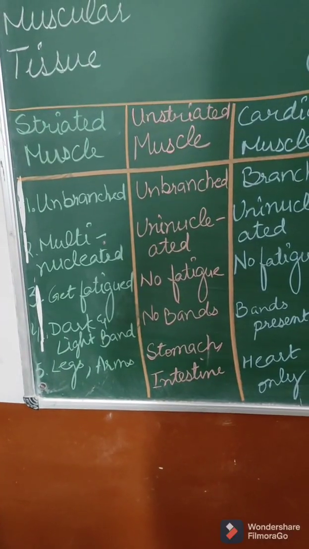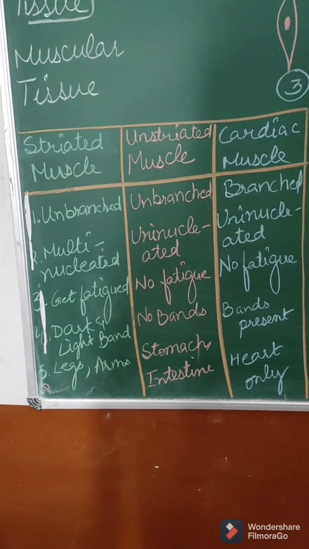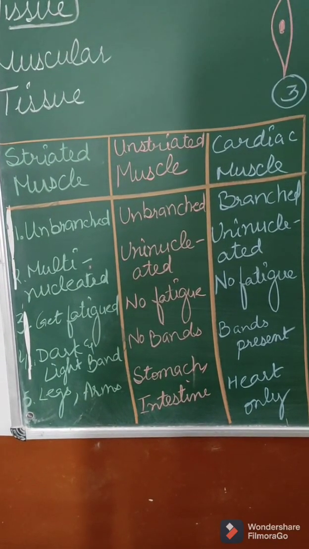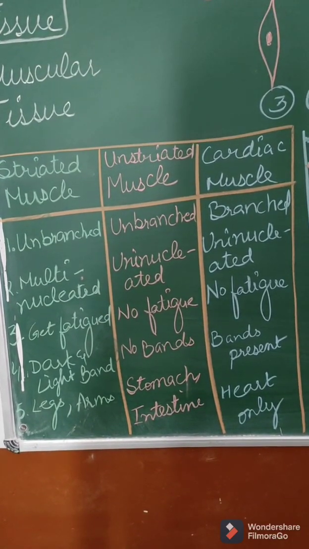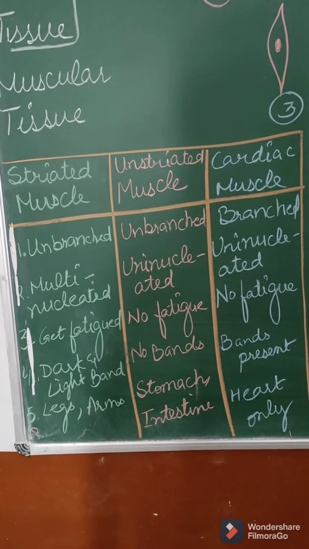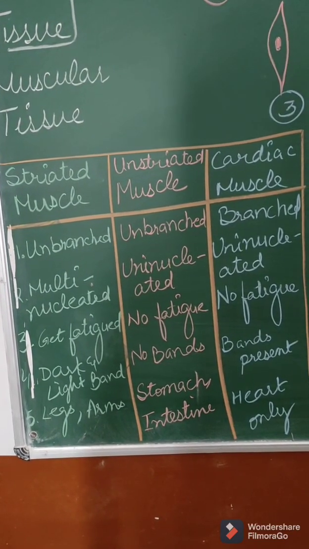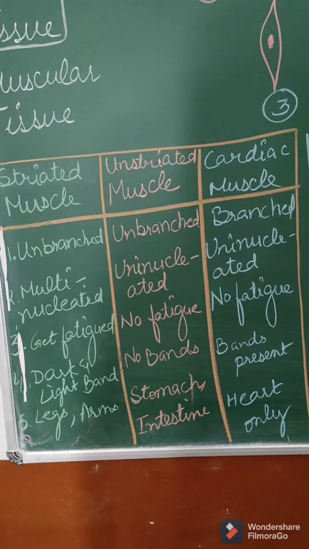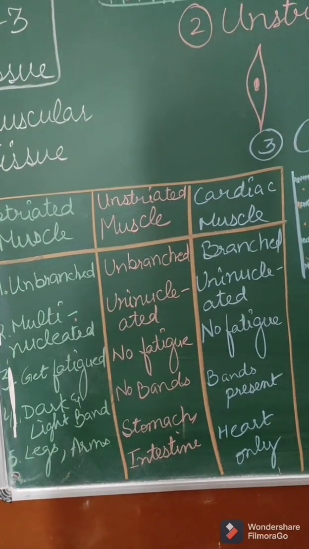Okay. Next we have the difference between striated, unstriated and cardiac muscle. On the screen you can see, first I have mentioned striated muscles are unbranched, unstriated they are also unbranched, but cardiac these are branched. Then let's talk about the nucleus. In striated muscle, inside one cell many nuclei are present, so it is multinucleated. In unstriated, it is uninucleated. That means only one nucleus is present. In cardiac muscle, again uninucleated, only one nucleus per cell.